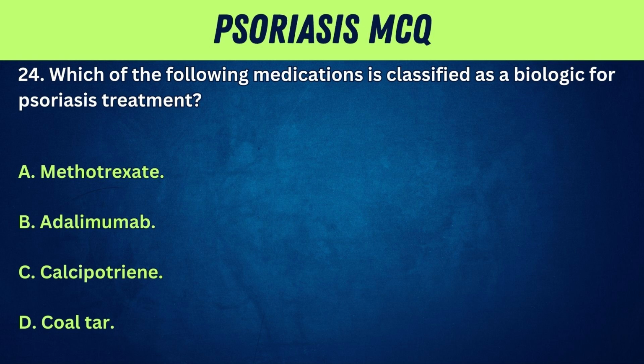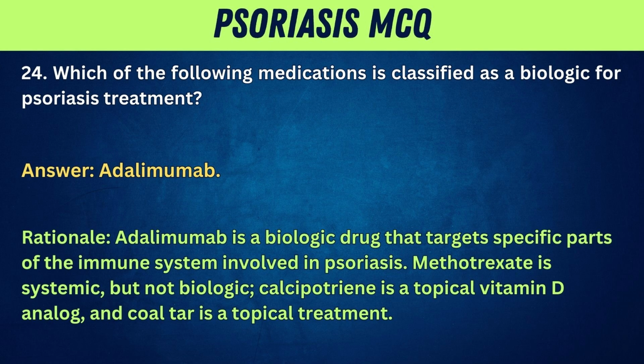24. Which of the following medications is classified as a biologic for psoriasis treatment? A. Methotrexate. B. Adalimumab. C. Calcipotriene. D. Coal tar. Answer: adalimumab.